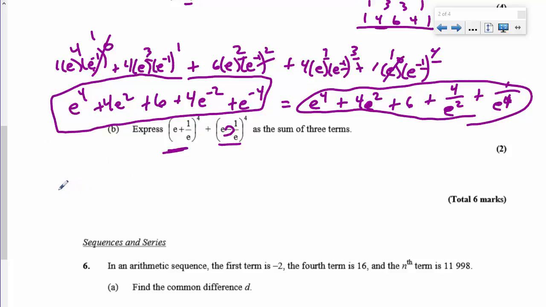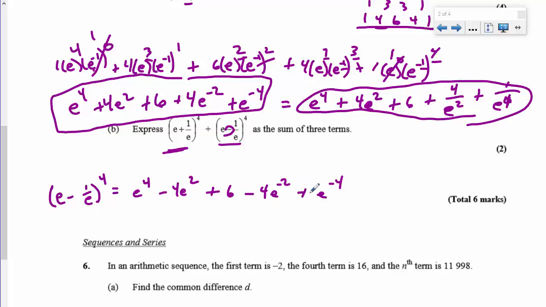I can copy it here. We're going to say e to the power of negative 1 over e to the power of 4 will give me the exact same terms here. It really is what they are. Okay? This is 4e squared, this is 6, this is 4e to the negative 2, and this is e to the power of negative 4. The only difference is putting a negative in here is going to cause some alternation in the signs. This one starts positive, and then it becomes negative, positive, negative, positive.